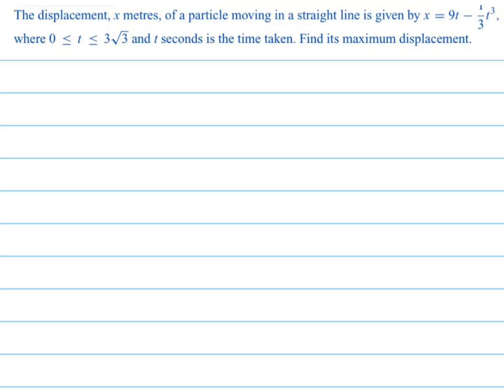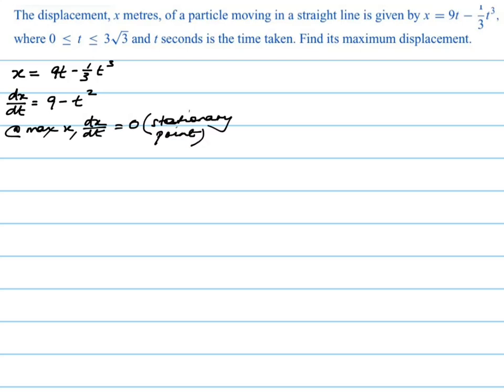So we're always looking for gradients of these functions equaling 0 if we want to find a stationary point, meaning gradient 0. So let's do it. We've got x is 9t minus 1/3 t cubed. Now we're going to find dx/dt because we need the point at which that is 0. So at maximum x, dx/dt equals 0. That is the stationary point. Therefore 9 minus t squared equals 0, and therefore t squared equals 9. Therefore t would be plus or minus 3.